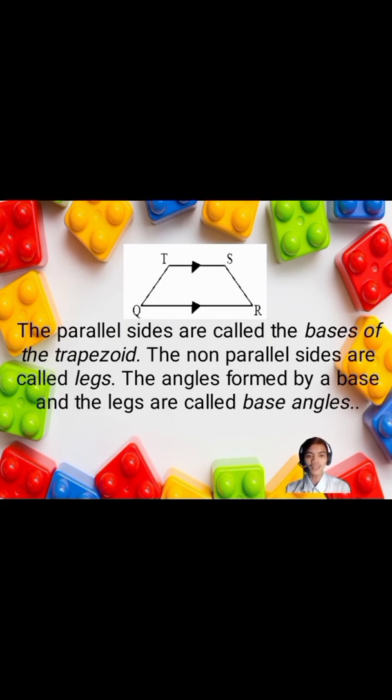Next, the parallel sides are called the bases of the trapezoid. The non-parallel sides are called legs. The angles formed by a base and the legs are called base angles. Alamin natin lahat yan, si bases, si legs, and also si base angles. When we say parallel, alin po dyan? Ito yon, yung parallel sides, that's what we call bases. And yung non-parallel sides naman po, hindi siya parallel, hindi siya congruent, that's what we call legs.